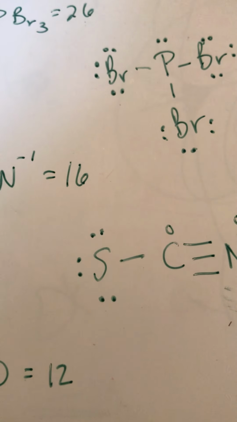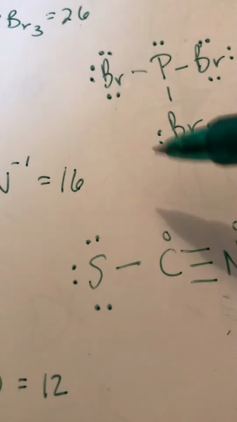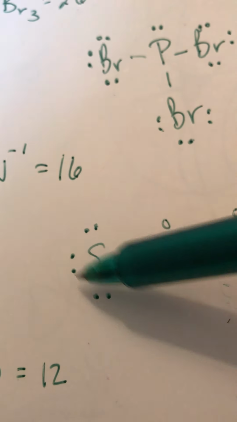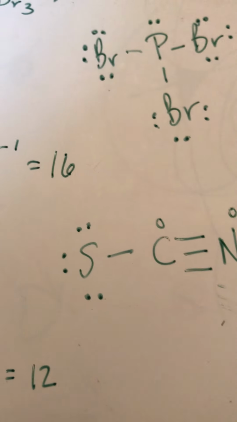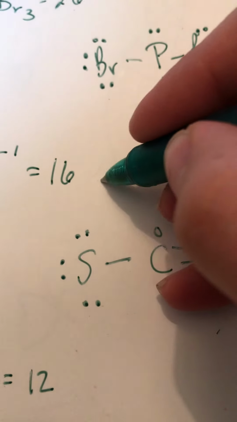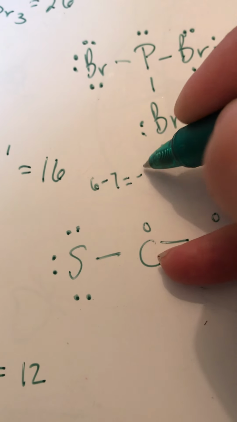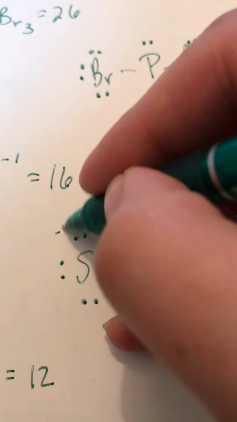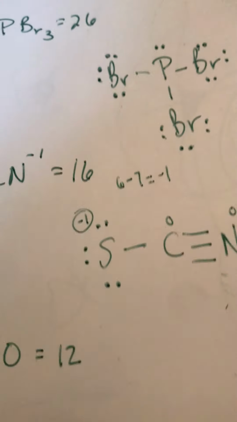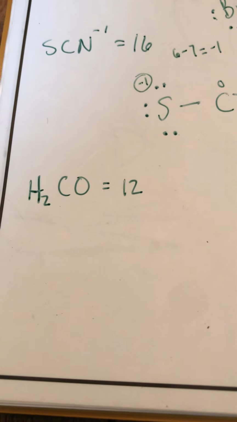And then for sulfur, sulfur has 6 valence electrons and it's connected to 1, 2, 3, 4, 5, 6, 7 dots and lines. So 6 minus 7 is -1. So this sulfur has a -1 charge. Isn't that fun, guys? Last one.